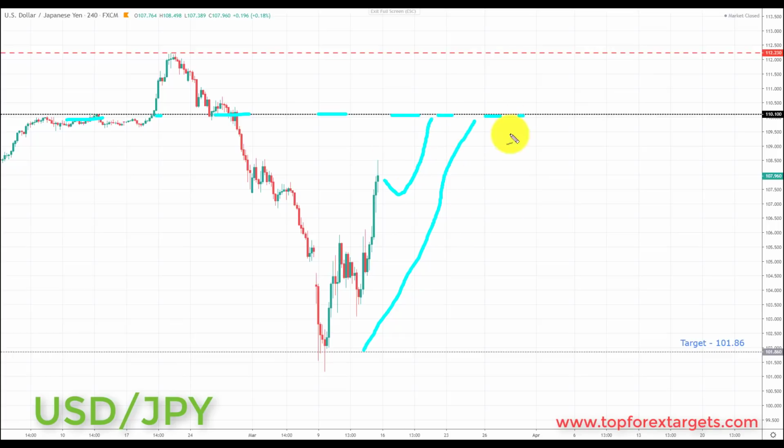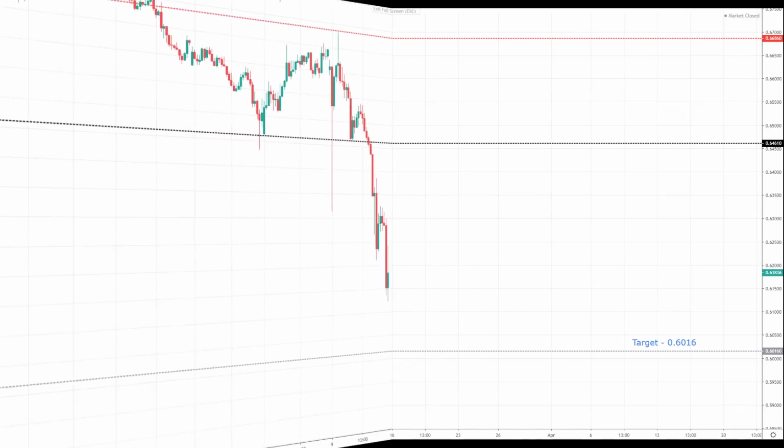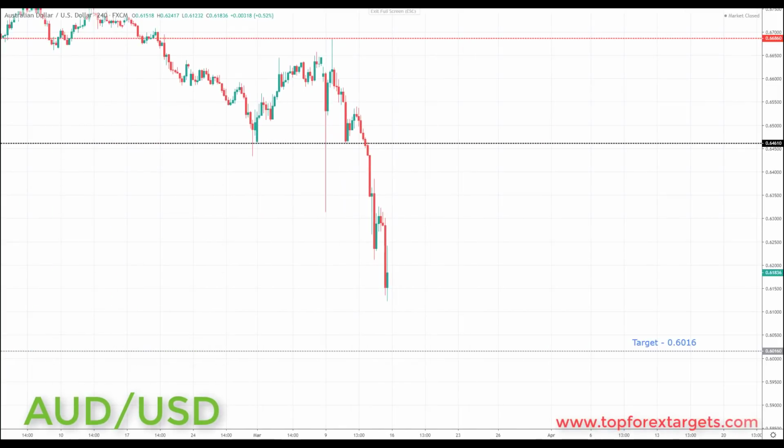And if we get the right kind of bearish reversals in this market, we're going to be looking at initiating shorts back down to the second key area of support and target 2 from last week to the 101.86. So next market we're going to look at is Aussie dollar.